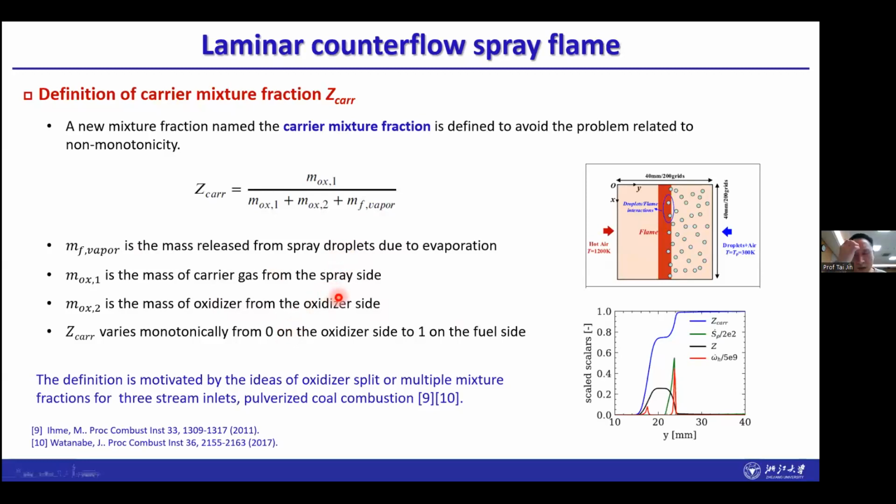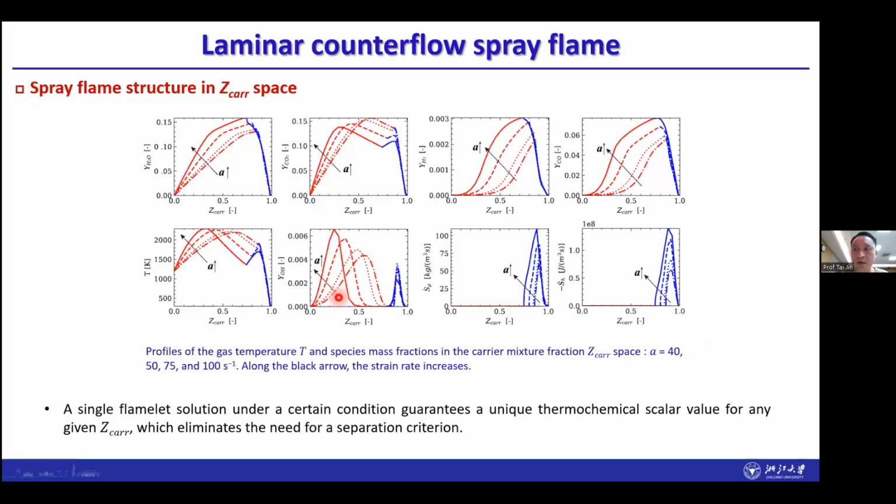So the other question is how about the flamelet structure in this newly defined mixture fraction space? Again, we describe the mass fraction of species and the temperature in the newly defined mixture fraction space. You can see that the gas side and also the spray side can be very clearly separated, and this meets the demand for one mixture fraction and one temperature. So it's quite useful, and we don't need to separate the gas side and the spray side. Okay, so this answers the first question for the mixture fraction.